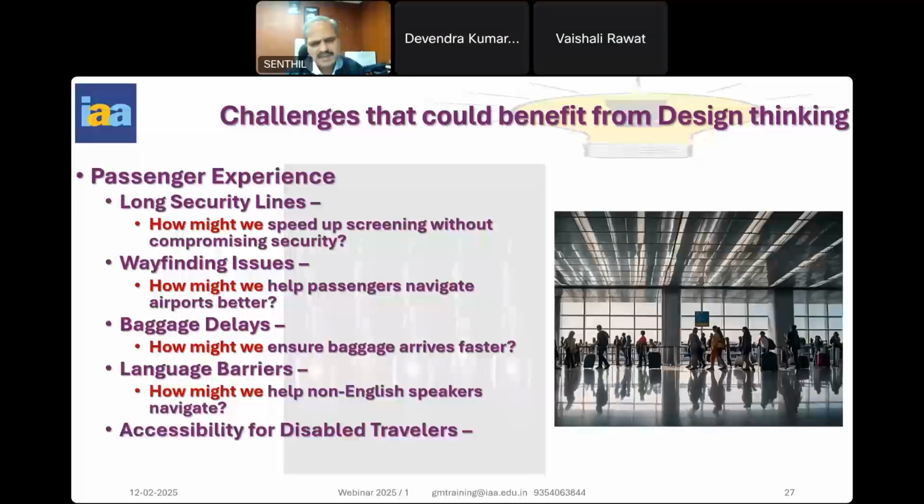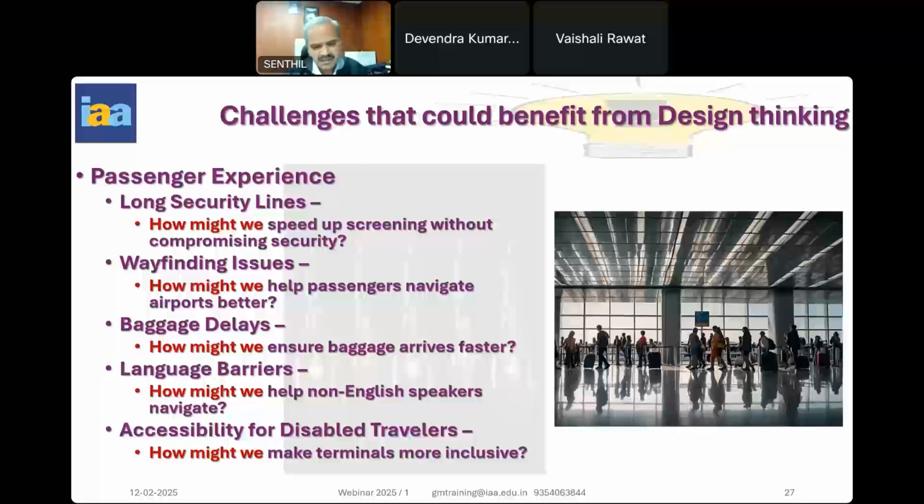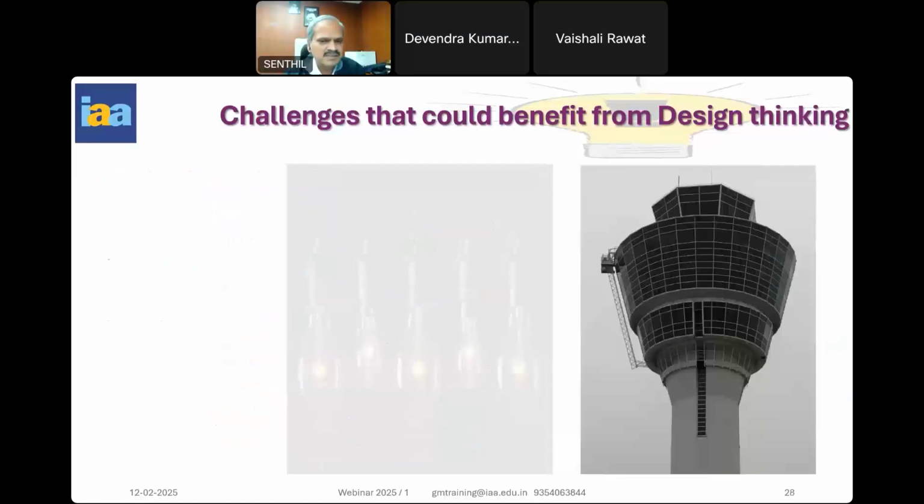Then accessibility for disabled travelers. How might we make the terminal more inclusive? So what does inclusive mean? We should not build something which is good for only a few stakeholders. We need to take care of every part of the stakeholders, every diverse stakeholder, in an inclusive way. We should address these things.